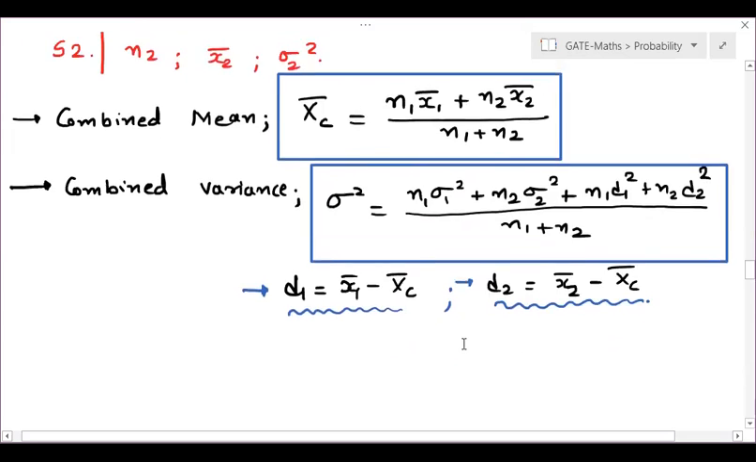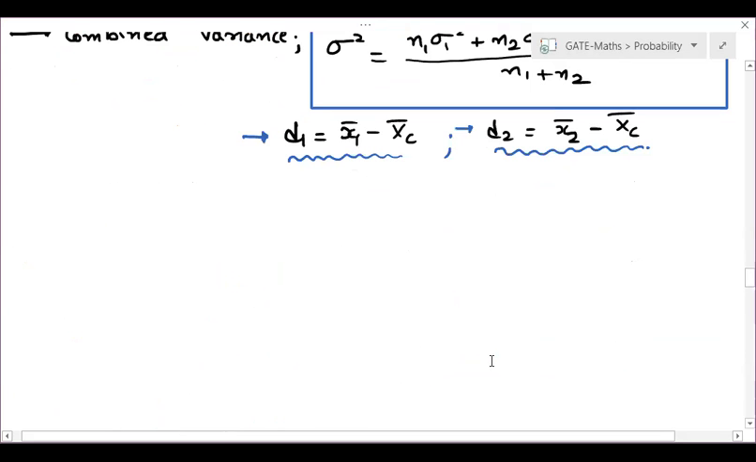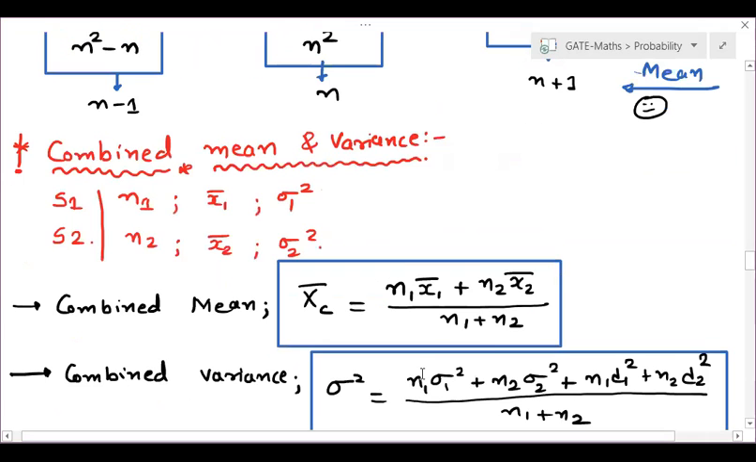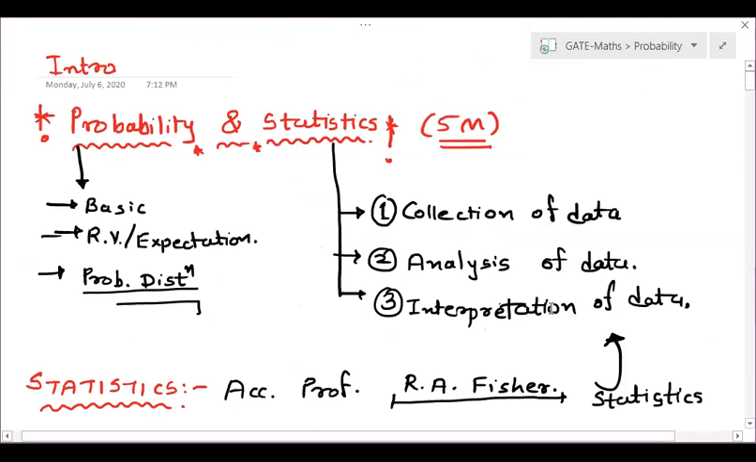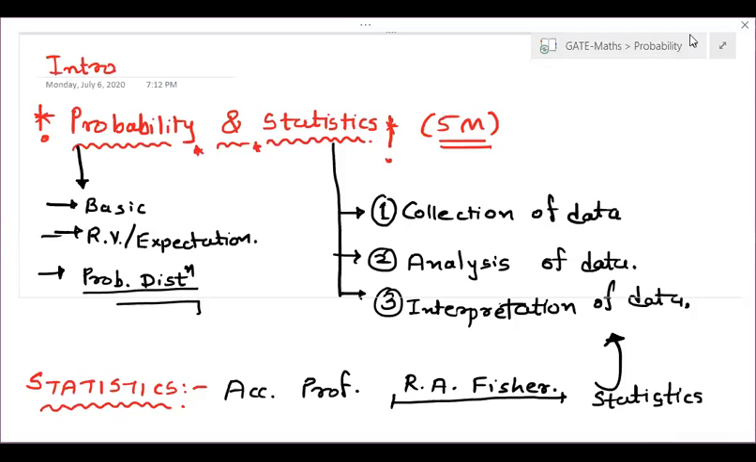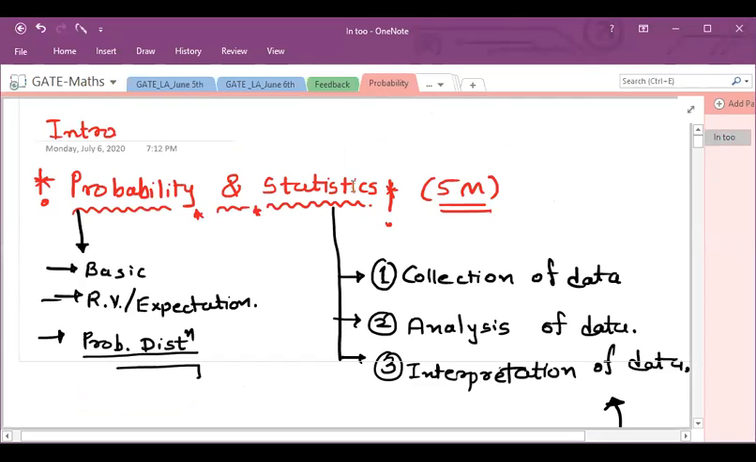Okay, so this is it in statistics. These are very easy questions and you can solve them very easily. So let us start probability now. Is it clear? Statistics has very little weightage. You can expect 1 mark of question from statistics, not more than that, if it comes. Major questions will come from probability. So this is your intro to statistics.